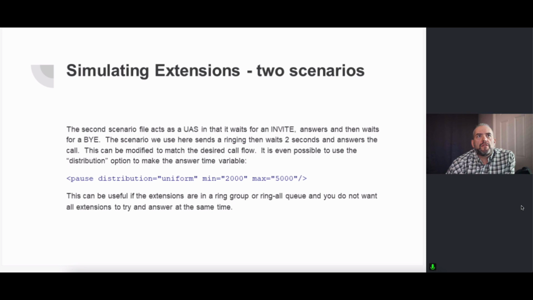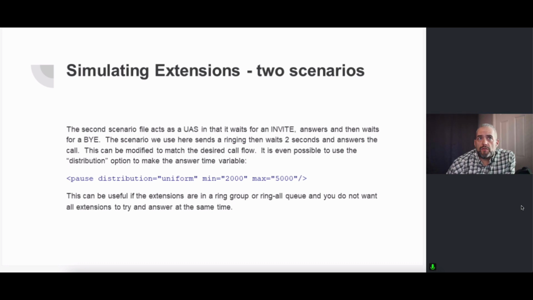The second scenario file acts as a UAS, in that it waits for an invite, answers, and then waits for a bye. The scenario we use here sends a ringing, waits 2 seconds, and answers the call. This can be modified to match the desired call flow. Want it to be longer, send ringing, send 180, whatever. It is even possible to use the distribution option to make the answer time variable. So instead of doing pause with a specific time, you can do pause distribution, and there are different distributions that you can use. This is just uniform, so basically it randomly chooses a value between 2 and 5 seconds, and that's how long you wait.